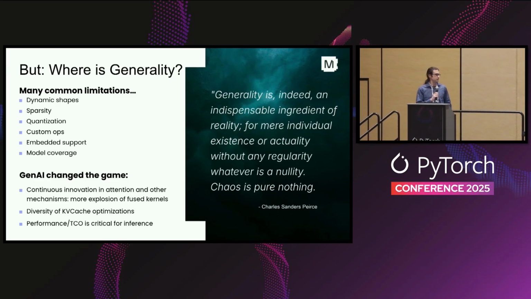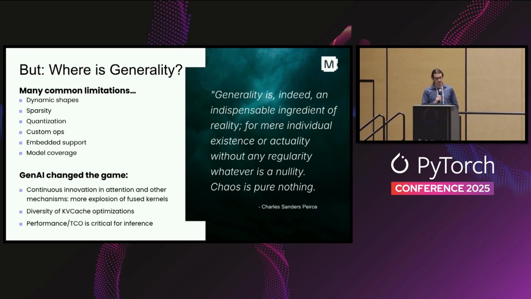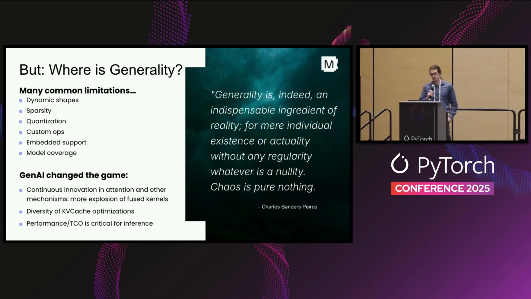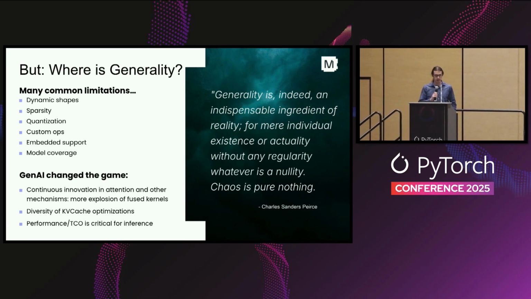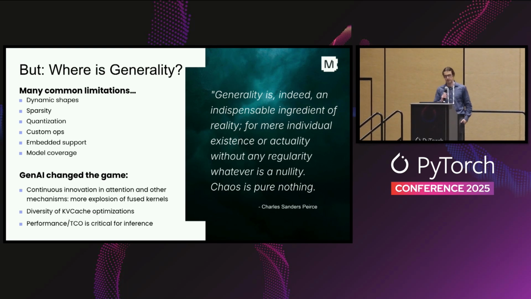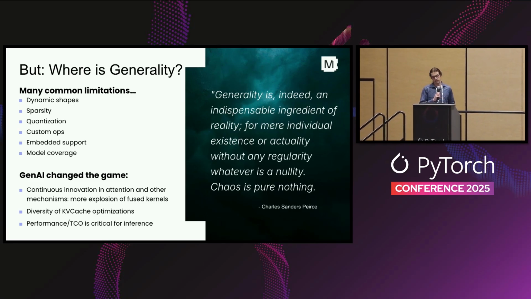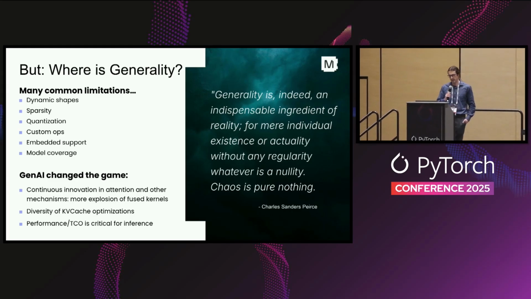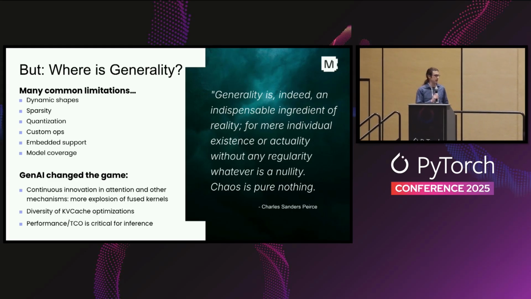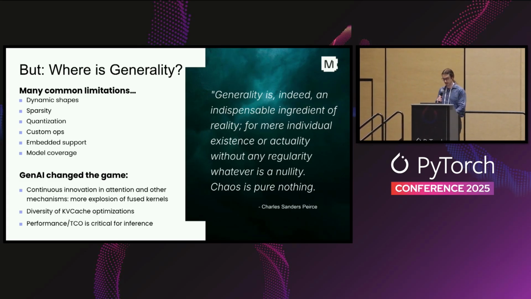And Gen AI has really only made this problem worse. So there's very rapid innovation in new modeling patterns, things like complex attention mechanisms. This has, in practice, resulted in an explosion of hand-fused kernels, just because you can't trust the compiler to do the correct job. Another domain that has similar problems are things like KV cache, which has its own kind of domain-specific optimizations associated with it that you basically have to teach the compiler about de novo.